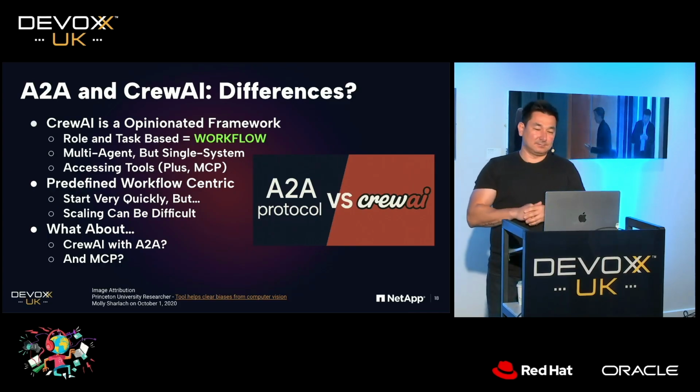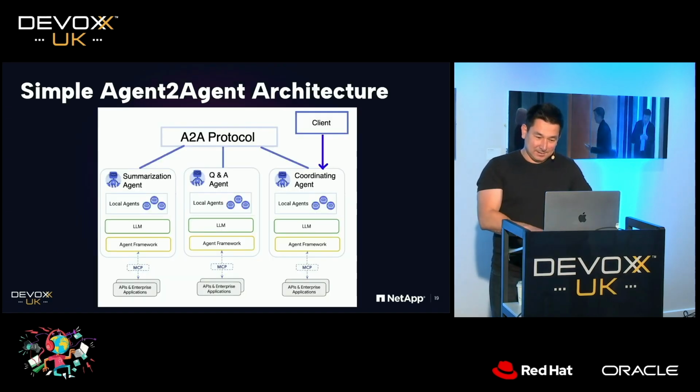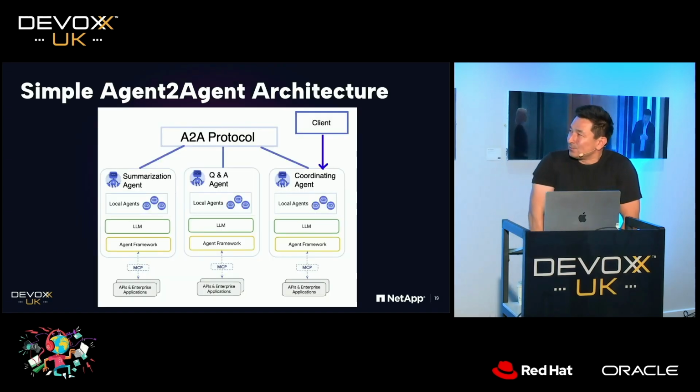So now, kind of, we have MCP, we have CrewAI, we have agent to agent. So this is what a simple agent to agent architecture looks like.